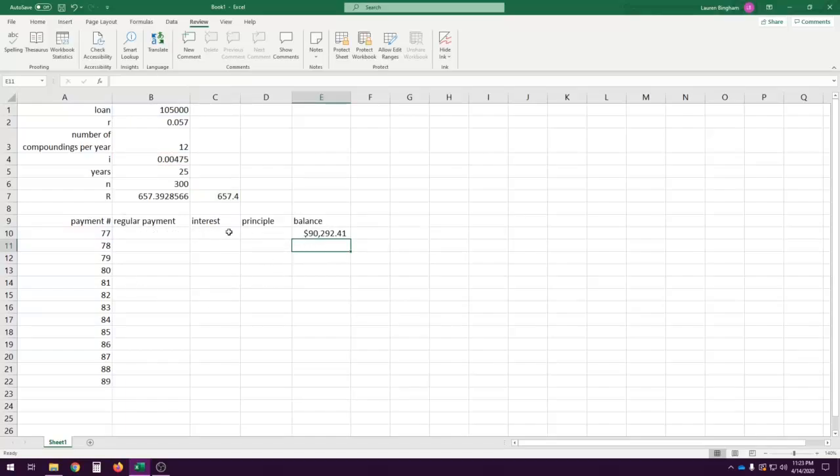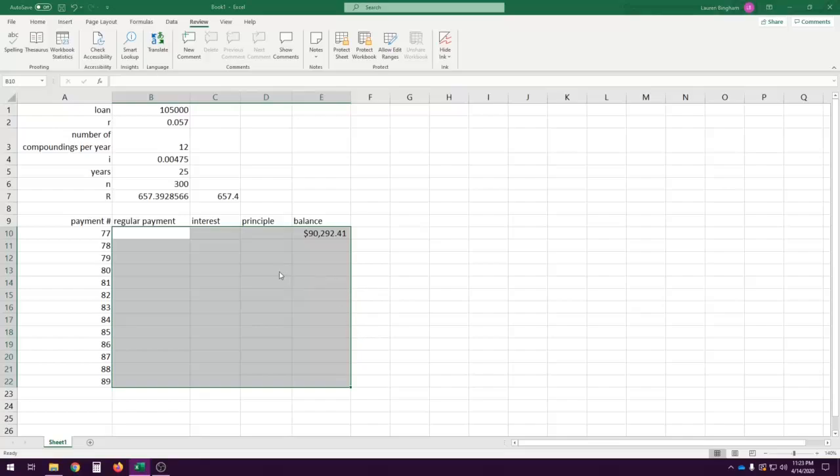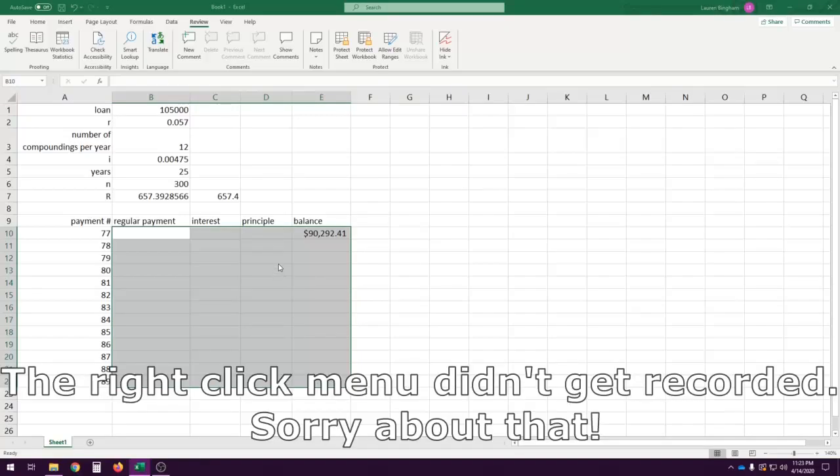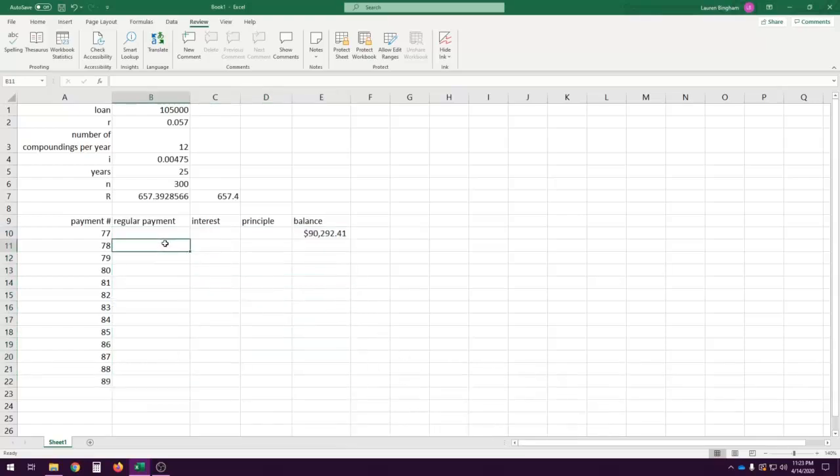What I did is I have these formatted so that they're all going to be money like this. You can highlight the cells that you're going to use, then right click and format, and then you can click on currency or accounting, or you can just use a number. It's totally up to you. I do currency, and this is the way I prefer my negatives, and I have it automatically rounding to the nearest cent, so I don't have to worry about it. Our regular payment for this whole time is always going to be that $657.40.